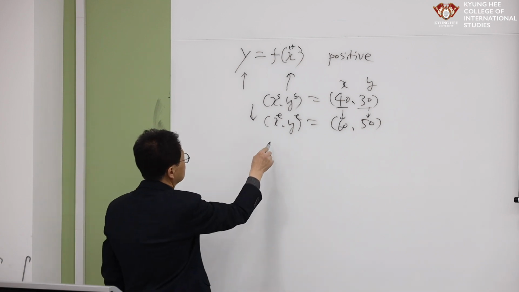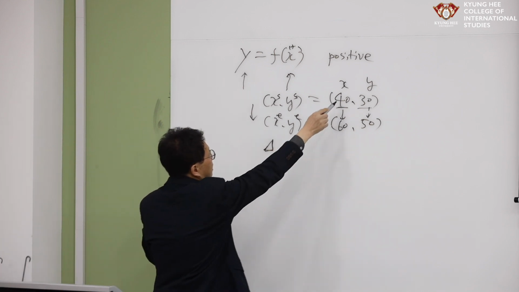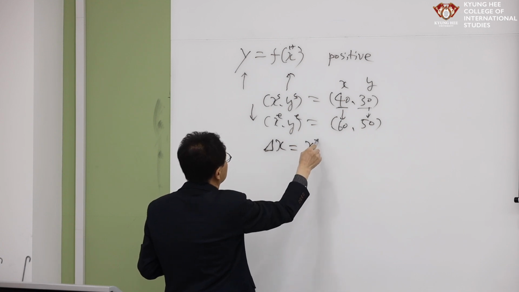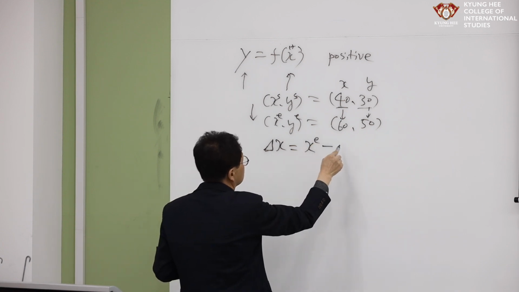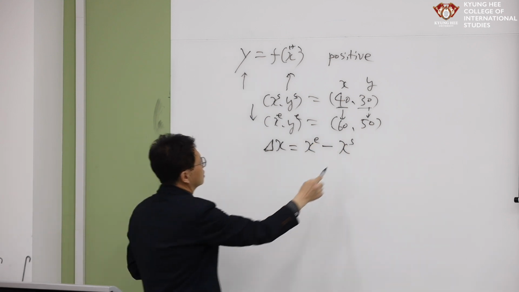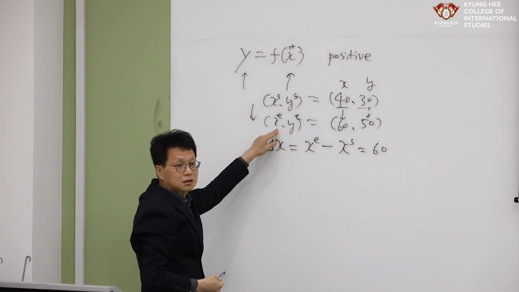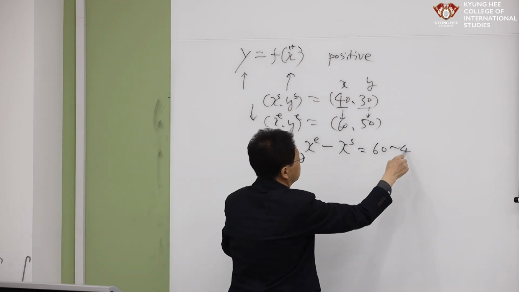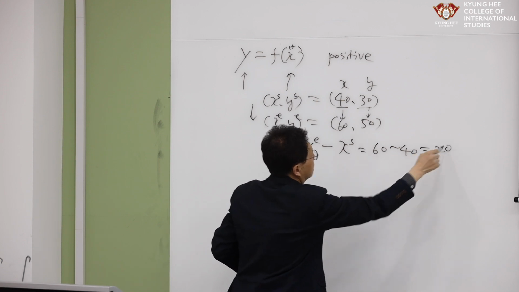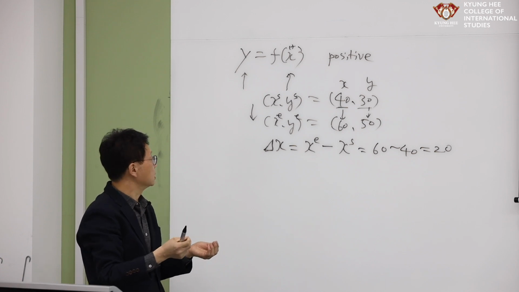First, change. This delta means change, right? Change in X is defined by the ending value of X minus the starting value of X. That means the ending value of outside temperature, 60 Fahrenheit, minus 40. So when we move from starting to ending, or A to B, the change in X is 20 degrees. Outside temperature goes up by 20 degrees, right?